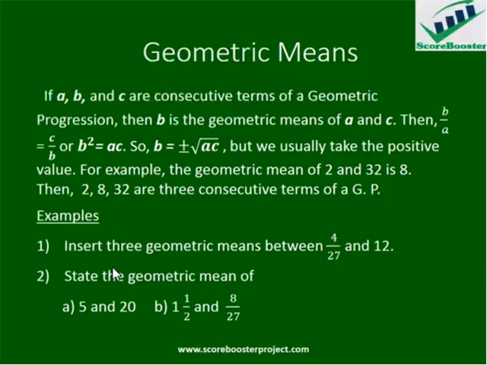2. State the geometric mean of 5 and 20. 5 here is A and 20 is C, and also 1.5 and 8/27. Here A is 1.5 and C is 8/27.